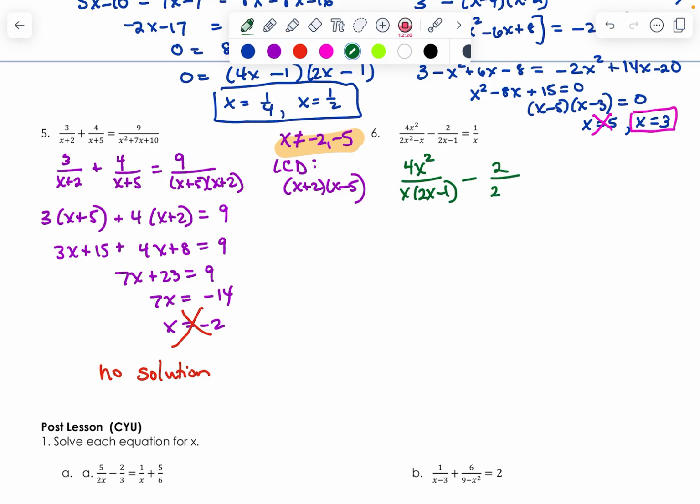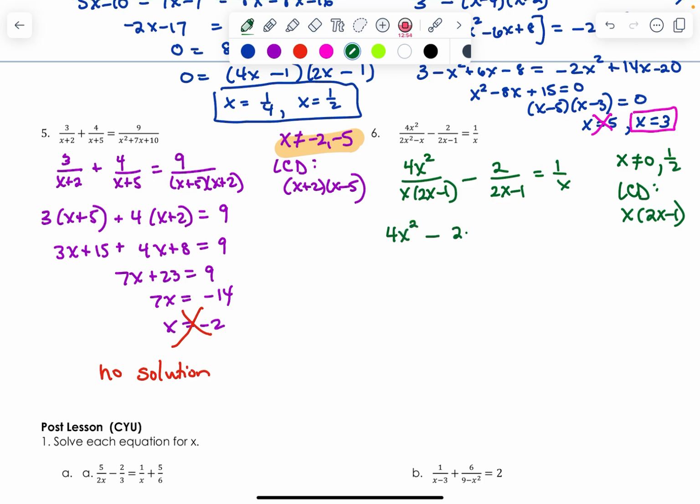All right, then number 6, I'm immediately going to start factoring. So x cannot be 0 and x cannot be 1/2. So my LCD is x times 2x minus 1. If you thought about the first fraction, canceling the x, the problem is you'd have to rebuild it because it's part of your LCD. So I'm going to go ahead and multiply by the LCD. Hopefully that makes sense what's happening there.